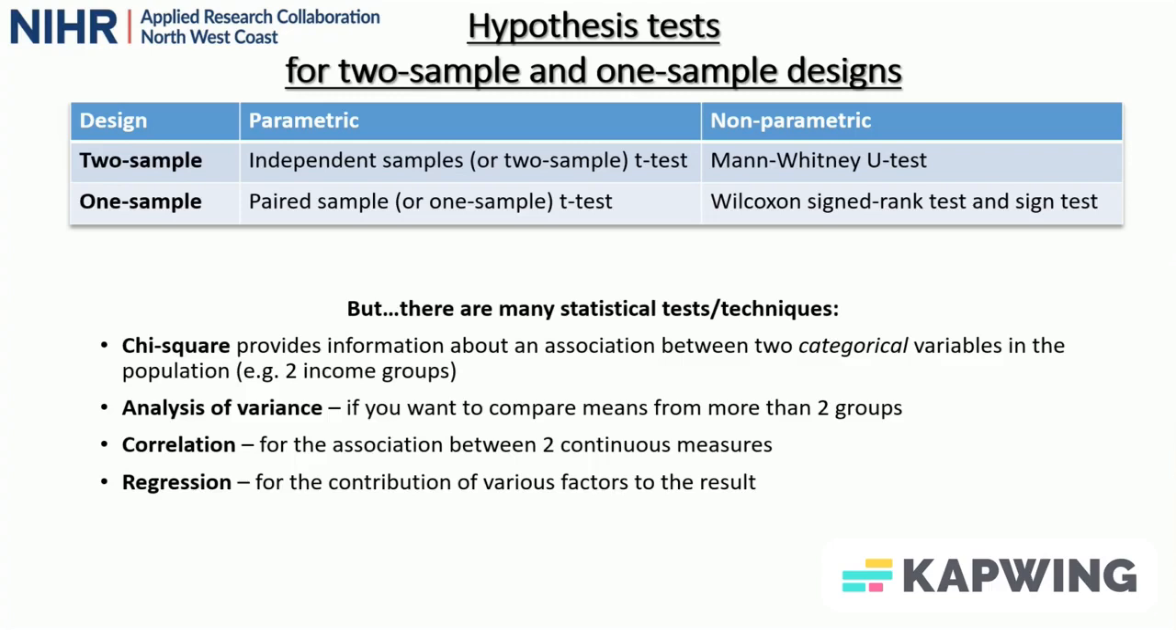And regression, when you want to investigate the contribution of various factors to the result. So you're not only interested in the role played by the different interventions in changing the number of cigarettes per day, but you also want to test the role played by age, or the role played by gender, or the role played by pre-existing conditions in changing the number of cigarettes per day at the end of the study period.